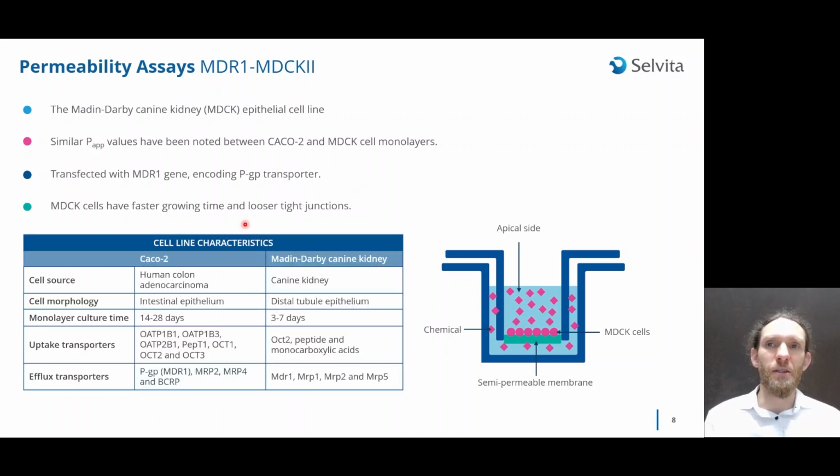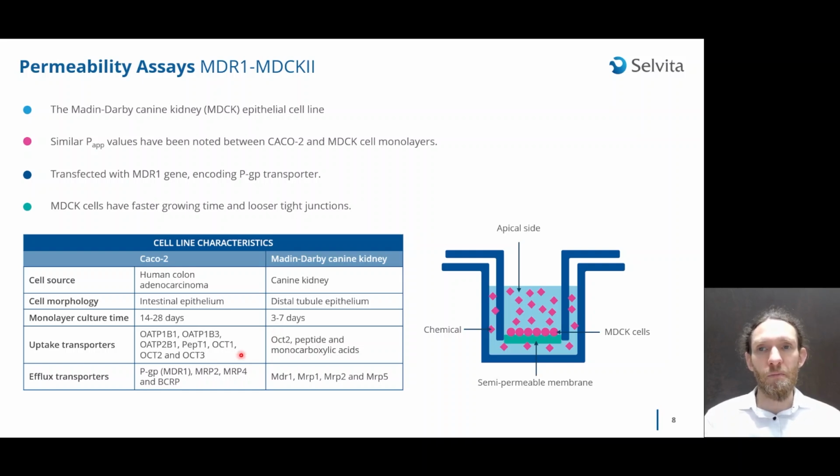So comparatively, CACO2 is based on human colon adenocarcinoma. This is canine kidney cells. Cell morphology, this is intestinal epithelium. This is from kidney, distal tubule epithelium. This can be slightly different. But here is the marked difference. It takes 2 to 4 weeks to grow these cells, whereas here it's 3 to 7 days. This also translates to a lower cost of MDCK.